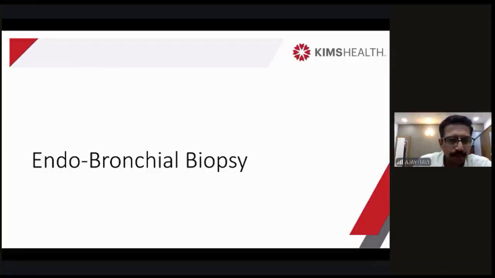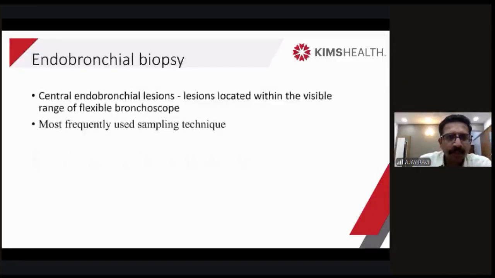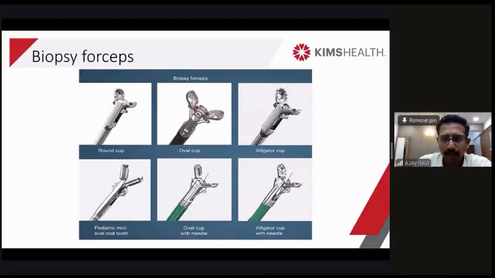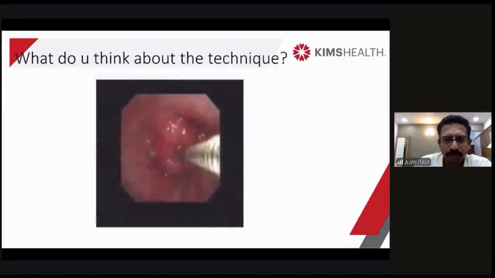So coming to my topic, the first topic is endobronchial biopsy. It is the most common procedure a pulmonologist does, and it is done through a bronchoscope for endoscopically visible lesions which are within the range of bronchoscopic vision. We have different types of forceps which we use for this: with needle, without needle, round, oval. All these are different, but the yield remains the same.